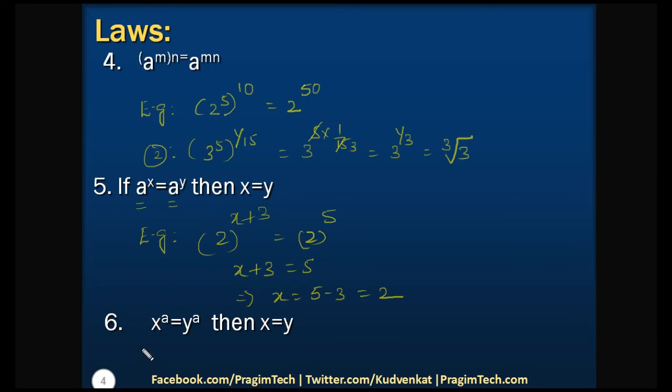One more law is when the powers are same, we can equate the bases. That is, x to the power of a is equals to y to the power of a, then x is equals to y. Let's take one example. If it is 2 by 3 whole square is equals to x by y whole square, then to calculate x by y, we can equate the bases as the powers are same. That means x by y is equals to 2 by 3, right?